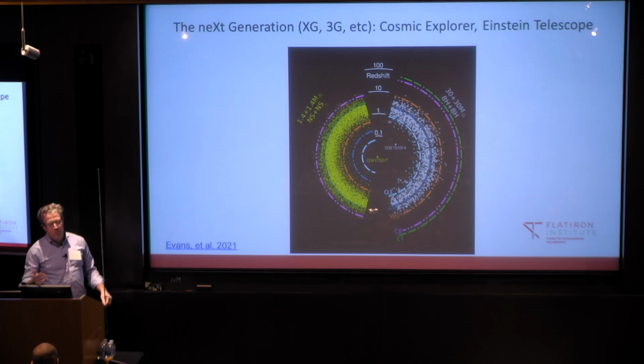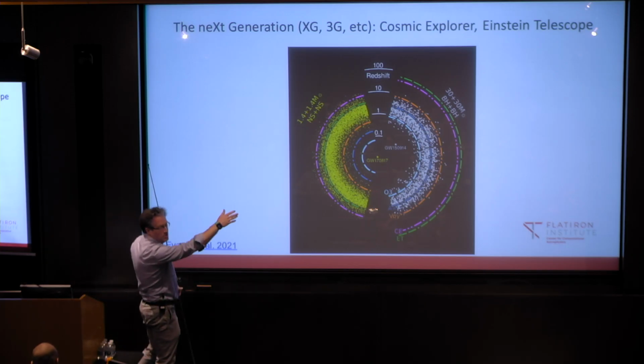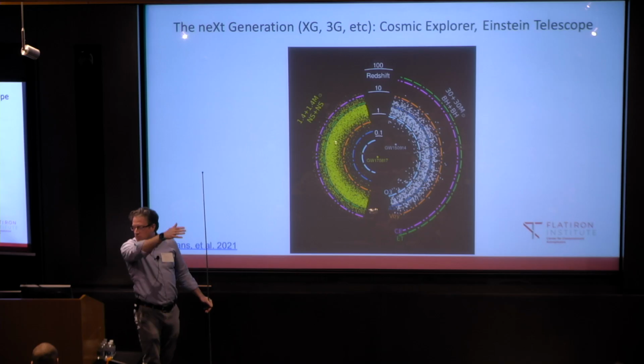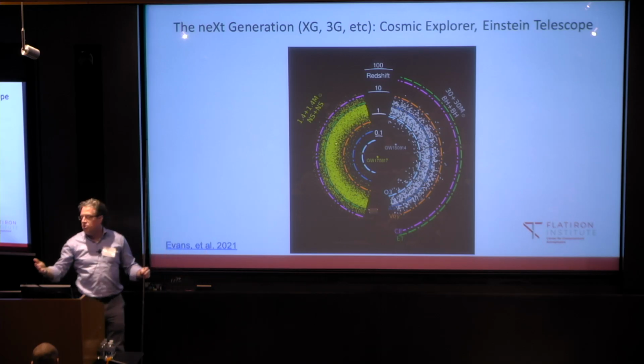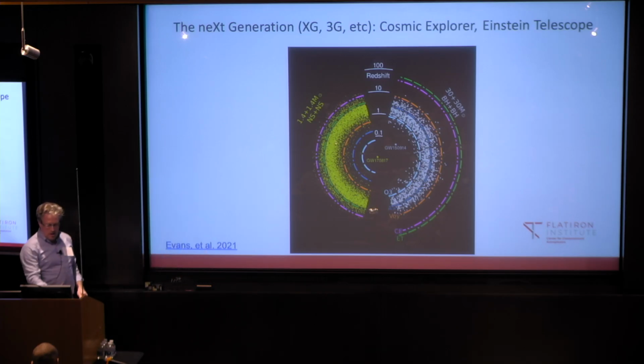Okay, maybe there's primordial black holes. This is the right crowd to say that. Who knows? But anyway, all of the stars are done making black holes long before redshift 100. So you will see all the black hole mergers in the universe. That's something like 250,000 mergers a year.